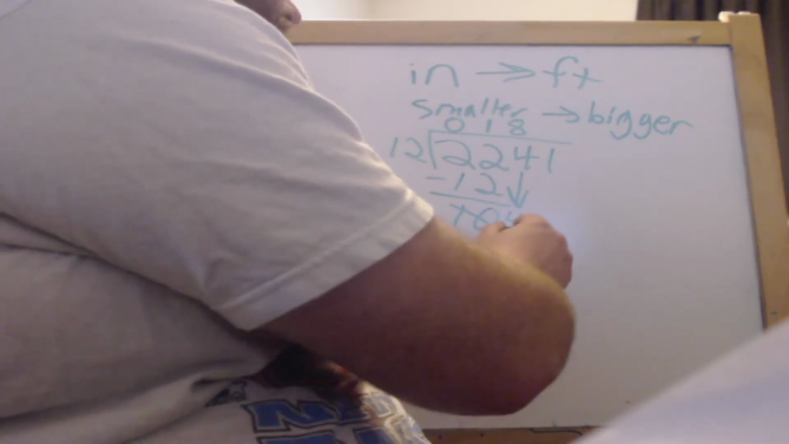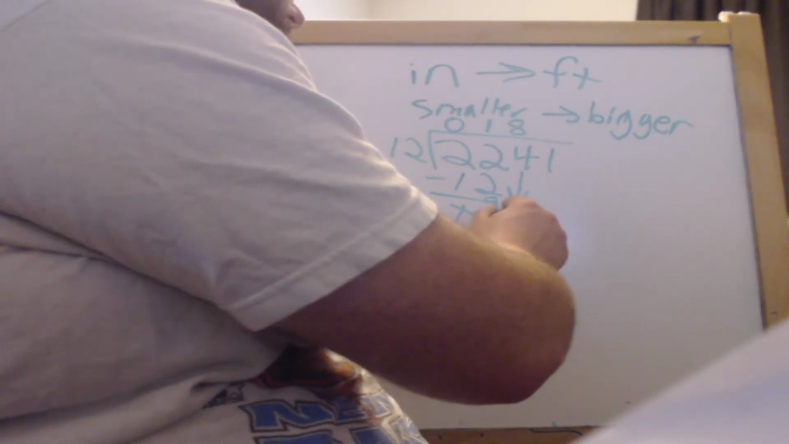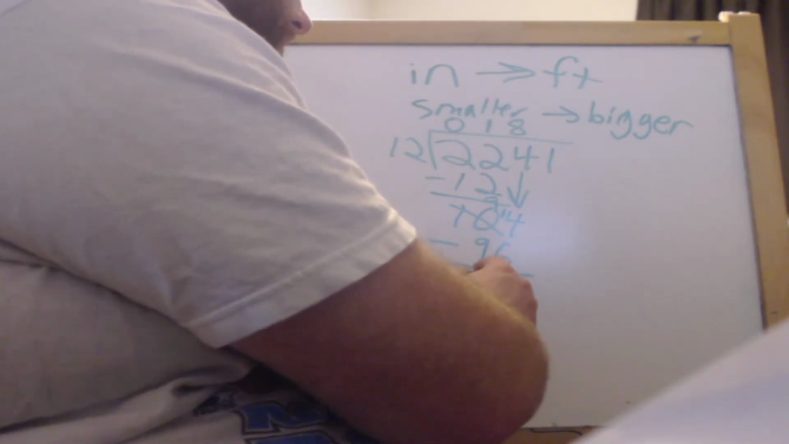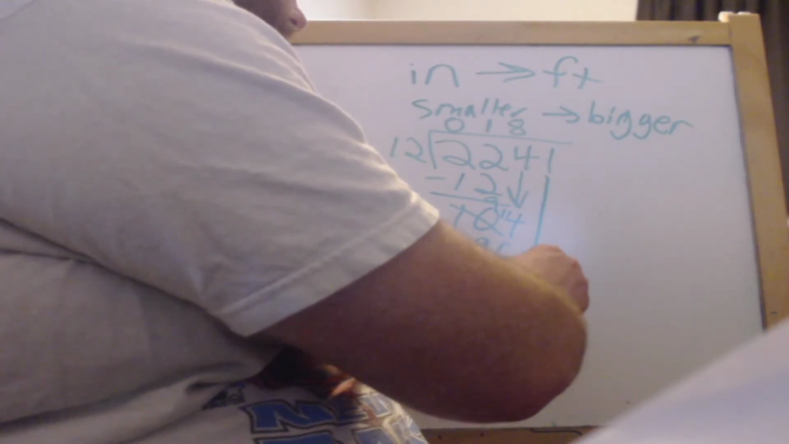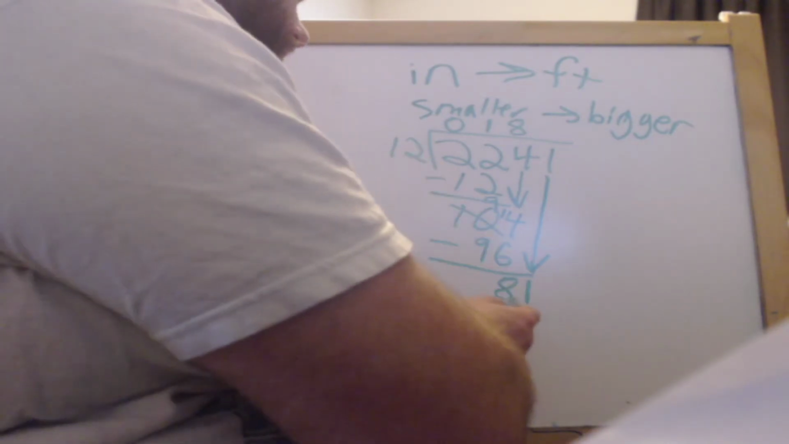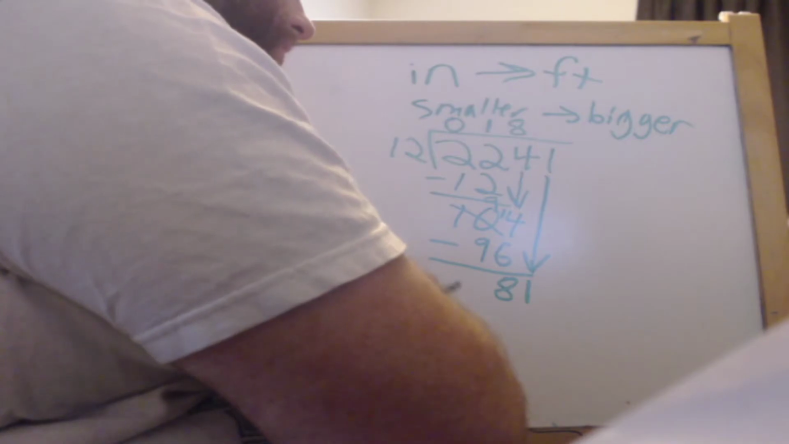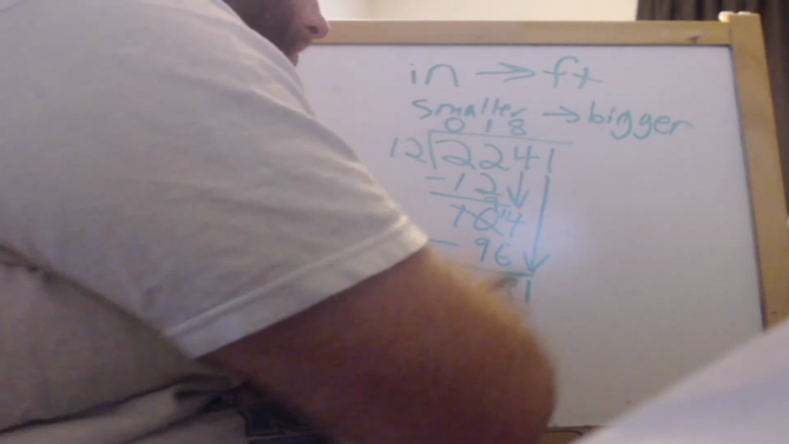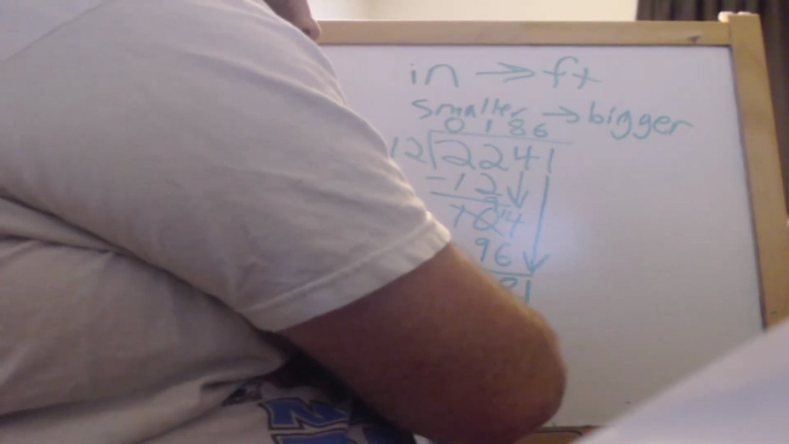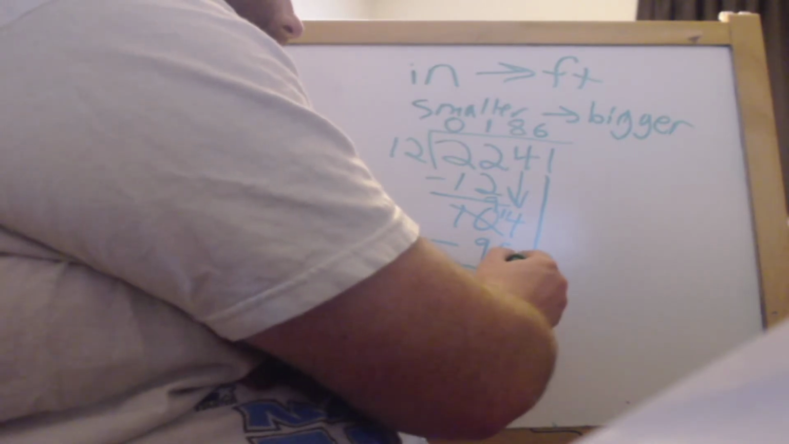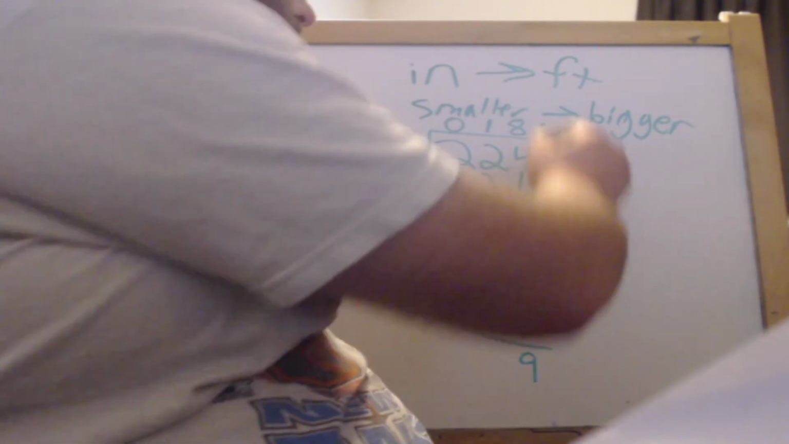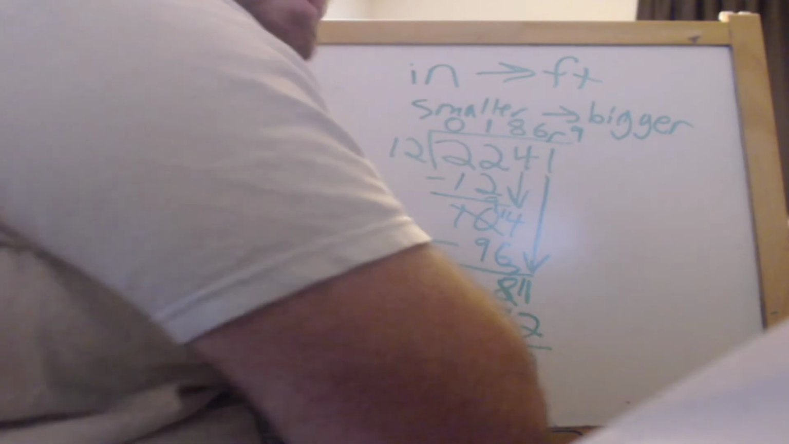So I can't do 4 minus 6, so I have to change this to a 9. 14 minus 6 is 8. 9 minus 9 is 0. Then I bring this down, 81. I know that 12 times 6 equals 72. So 81 minus 72, 7, 11 minus 2 equals 9. So it is 186, remainder 9.